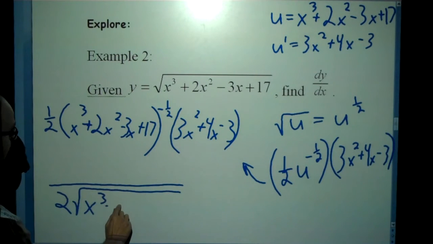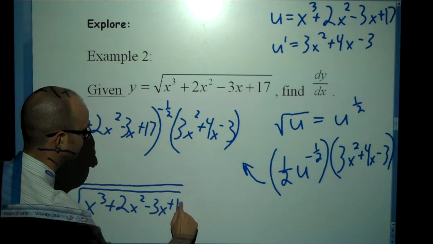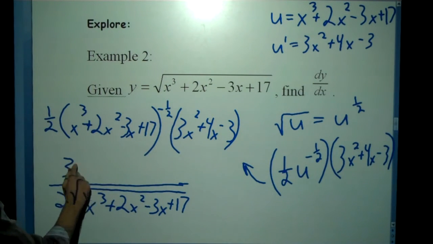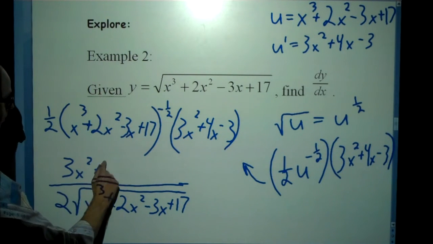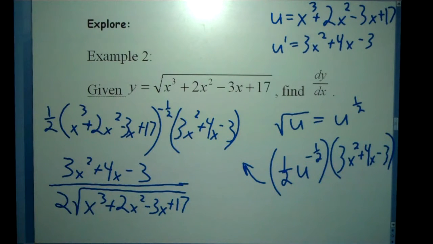So we have x cubed plus 2x squared minus 3x plus 17. And then this stuff goes up to the numerator times the 1, but the 1 doesn't change it, so we have 3x squared plus 4x minus 3. And that right there, ladies and gentlemen, is the chain rule.